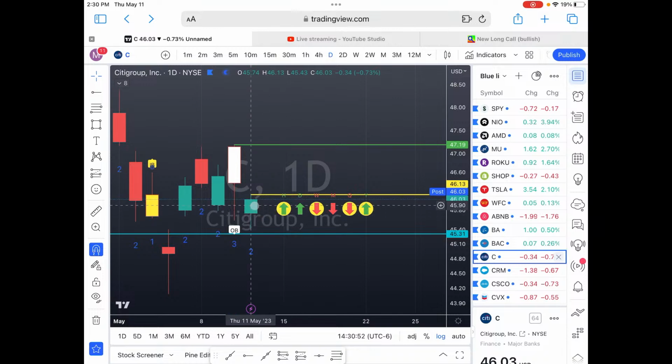Citigroup has a 2 down green. We look for calls at 46.13. Nikki, I'm going to get to that right at the end. Thank you for that question.